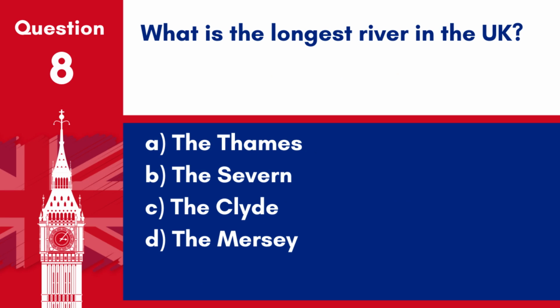Question 8. What is the longest river in the UK? A. The Thames. B. The Severn. C. The Clyde. D. The Mersey. Answer. B. The Severn. The Severn is the longest river in the United Kingdom.